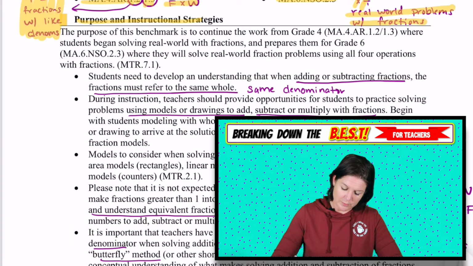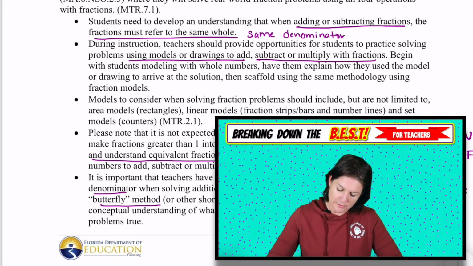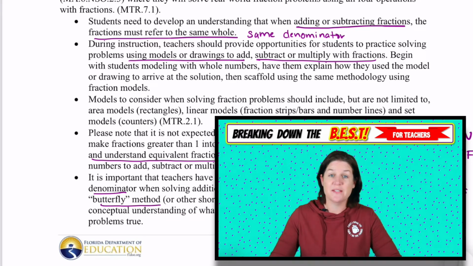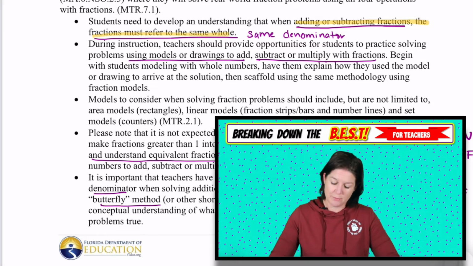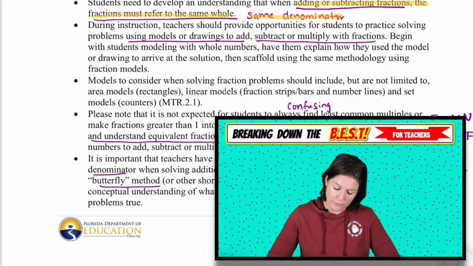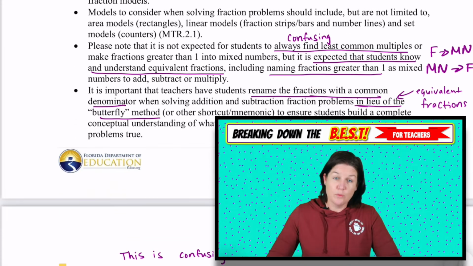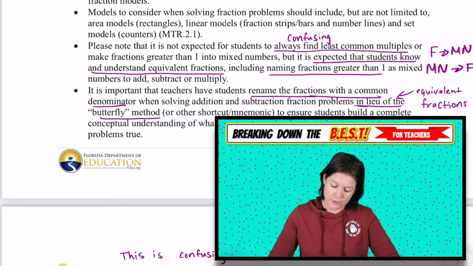In the purpose and instructional strategy section, here are some things that jumped out at me. When adding or subtracting fractions, the fractions must refer to the same whole, the same denominator. So we can show this and have students practice this by using models to add, subtract, or multiply with fractions, which we do in the videos of Taking on the B.E.S.T. I'll show you where those videos are, okay?